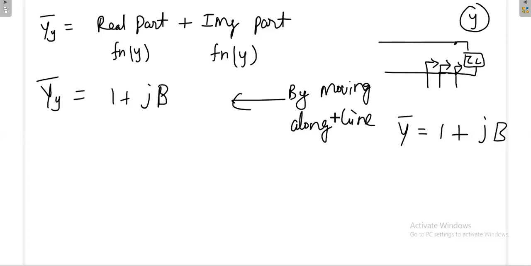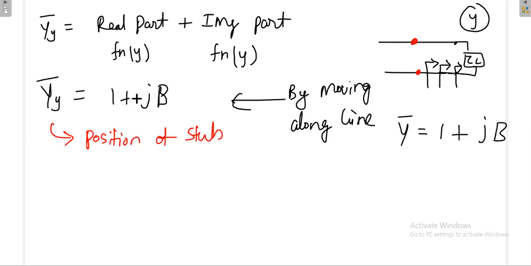In which point you are getting 1 plus jB, that point you have to fix. Suppose at this point you are getting 1 plus jB, that is the position of the stub. Once you attain this value, this will give you the position of the stub, because you are moving anywhere on the transmission line, but at some point you get this one.